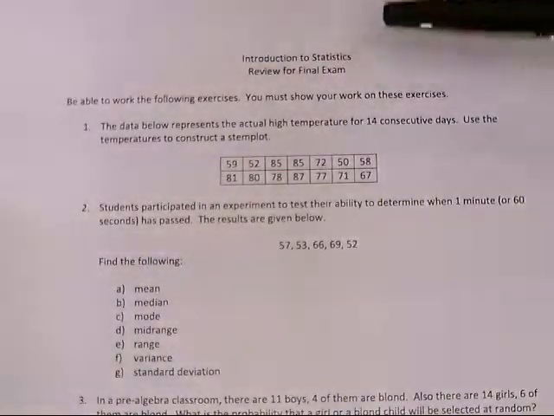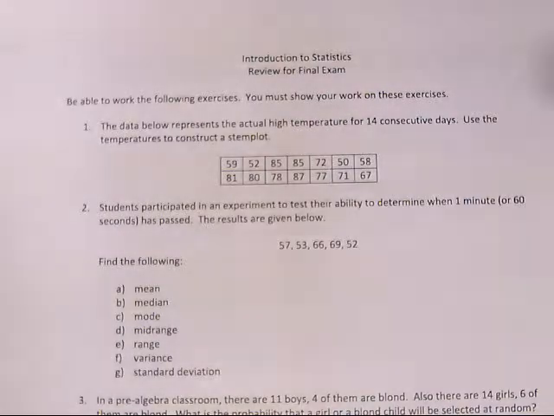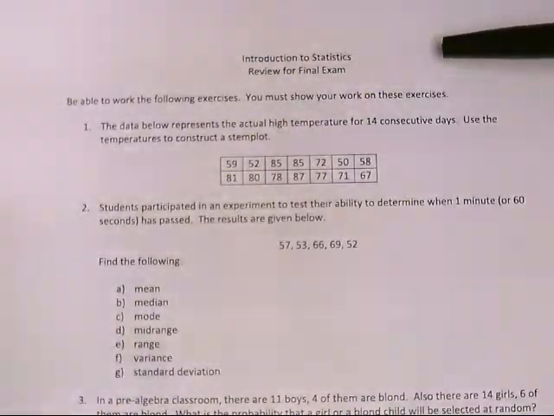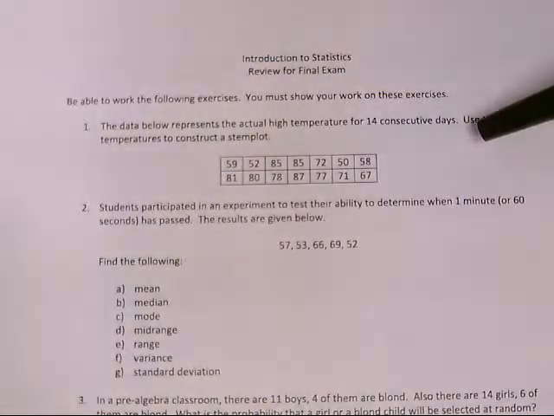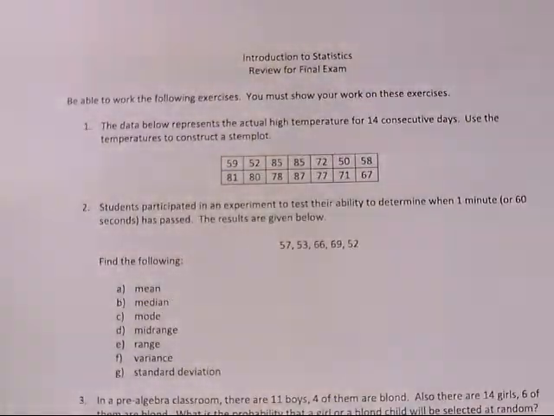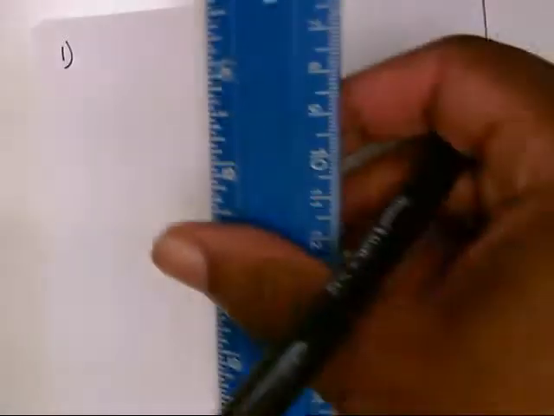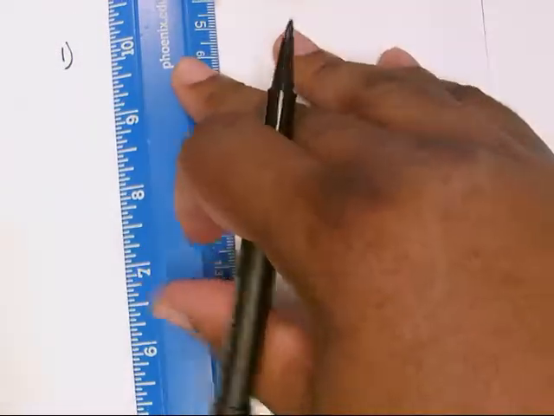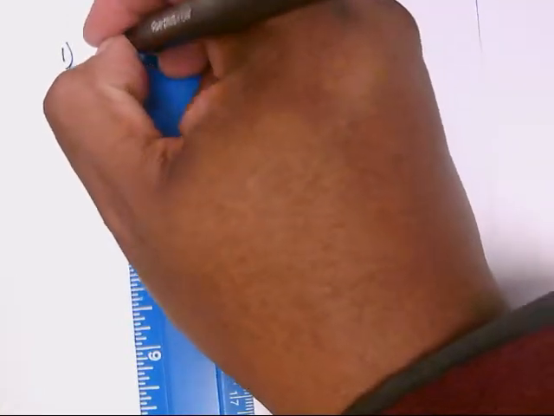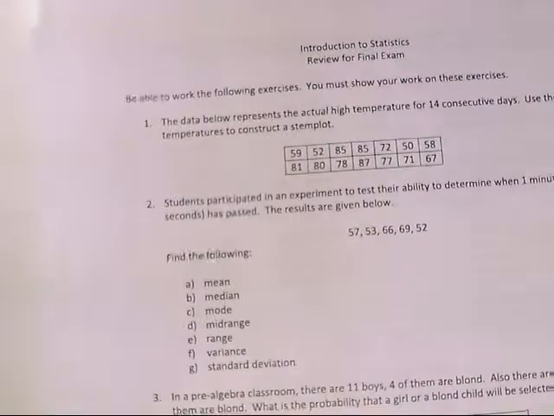Alright, problem number 1 is this: the data below represents the actual high temperatures for 14 consecutive days. Use the temperatures to construct a stem plot. Okay, now if you recall what a stem plot was back in chapter 2, usually a stem plot would have stems on the left-hand side and leaves on the right-hand side. So pretty much you're going to have a vertical bar that's going to go like this. And your stem will be based on the type of the data values where they start.